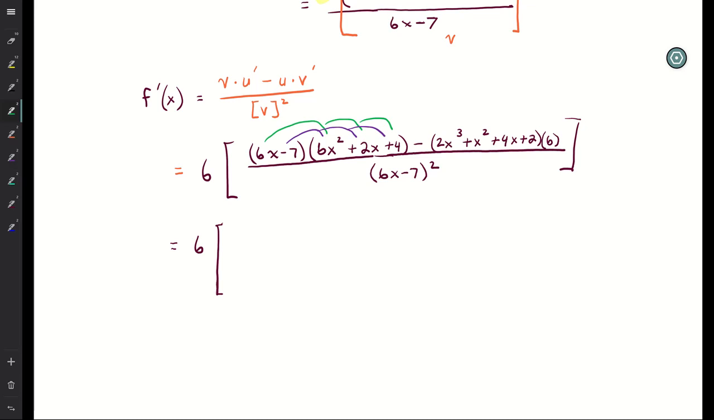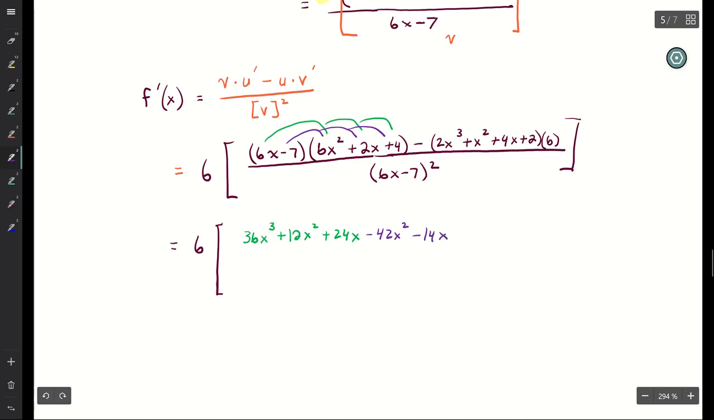All right, so 6x times 6x squared would be 36x to the third. 6x times 2x would be 12x squared. And then from there, the 6x times the 4 would be 24x. All right, and then now I'm going to switch to this negative 7. Negative 7 times 6x squared would be negative 42x squared. Negative 7 times 2x would be negative 14x. And then negative 7 times the positive 4 would be negative 28.